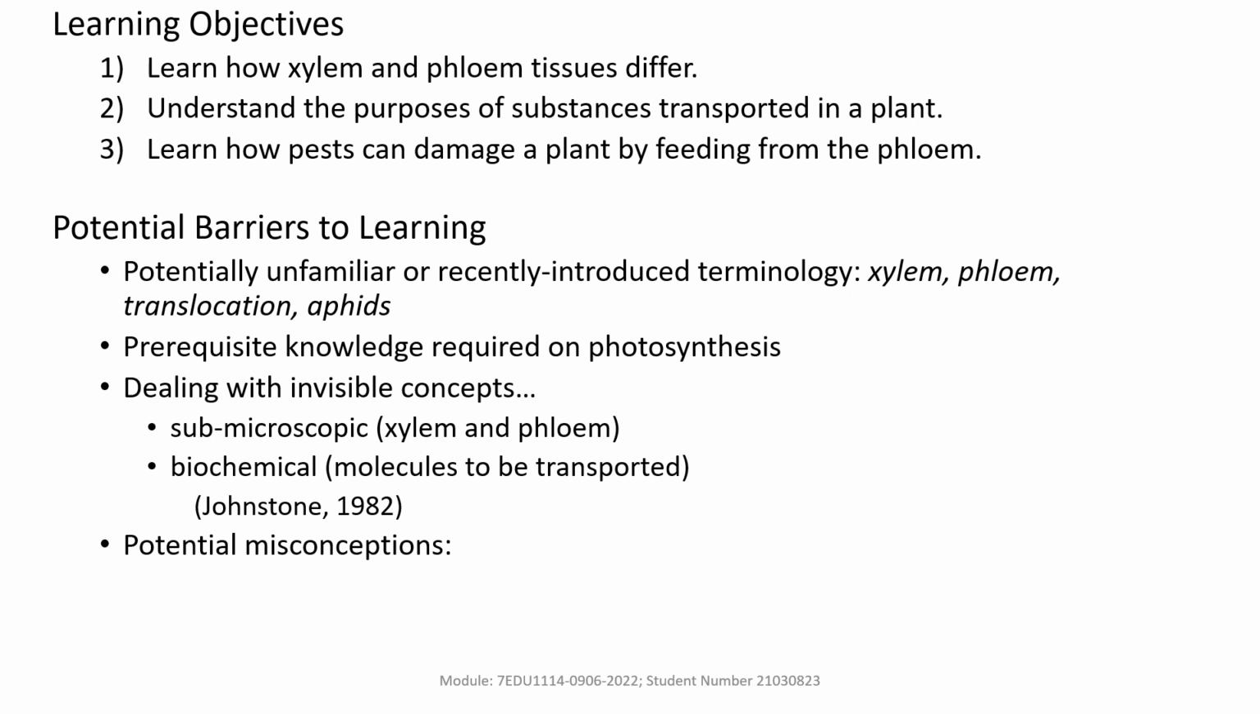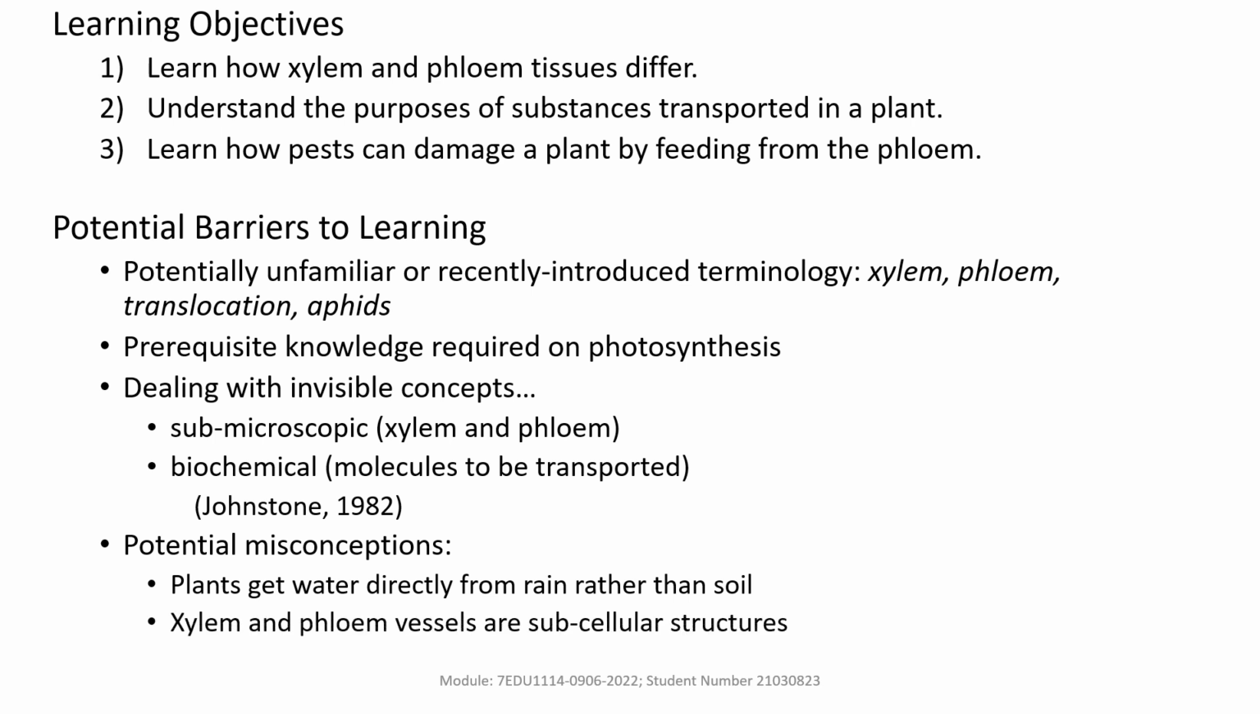There are also some potential misconceptions that students may have. They may believe that plants get water directly from the rain rather than from the soil, which could lead to further misconceptions of the xylem transporting water down rather than up, as would make sense due to gravity. Students may mistakenly think of the xylem and phloem as being subcellular structures, particularly as they may learn to associate them with lessons that commonly refer to plant organelles such as chloroplasts. Students may also believe that the reason aphids and similar pests kill plants is by eating most or all of the entire organism rather than reducing the sugar supply.